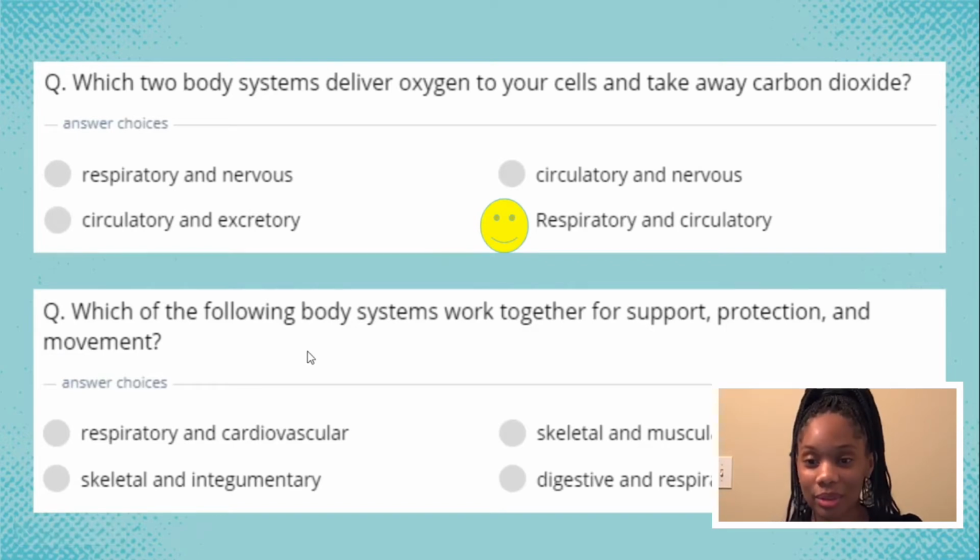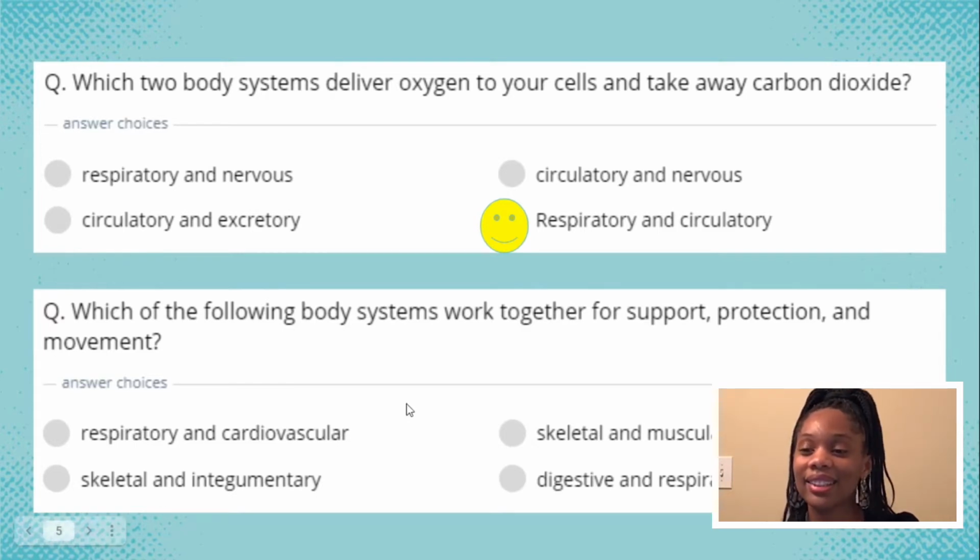Now, question 2. Which of the following body systems work together for support, protection, and movement? Is it the respiratory and cardiovascular system? Is it the skeletal and integumentary system? Is it the skeletal and muscular system? Or the digestive and respiratory systems? I'm going to give you a minute to think on that. Think about how your body is supported and protected and how you're able to move.